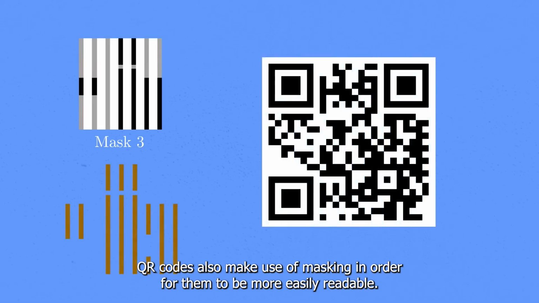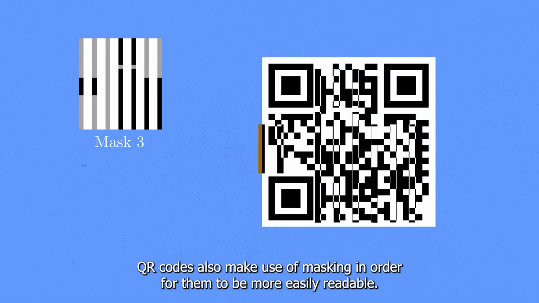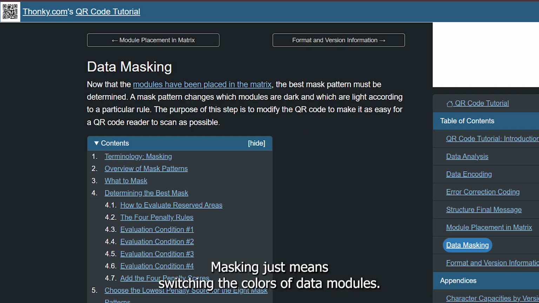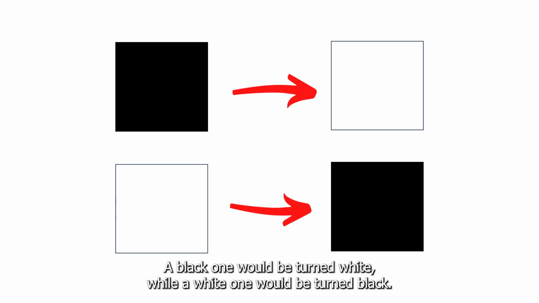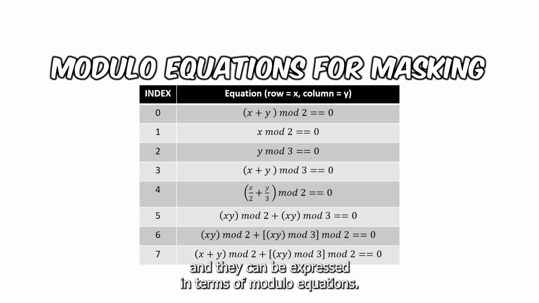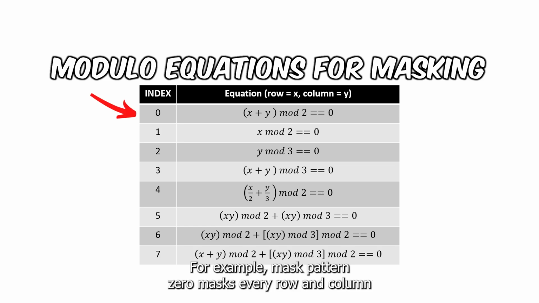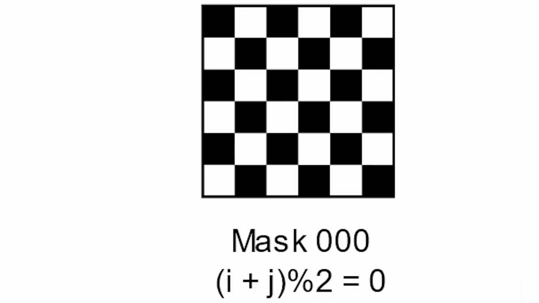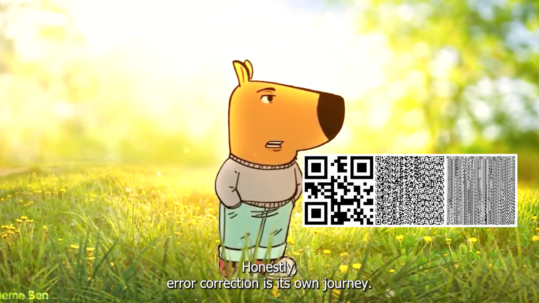QR codes also make use of masking in order for them to be more easily readable. Masking just means switching the colors of data modules. A black one would be turned white, while a white one would be turned black. There are 8 masking patterns that can be applied to QR codes, and they can be expressed in terms of modular equations. For example, mask pattern 0 masks every row and column wherein mod 2 equals 0, or basically every even-numbered row and column.